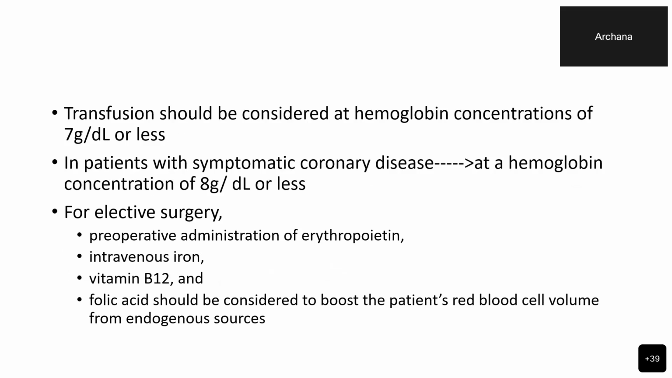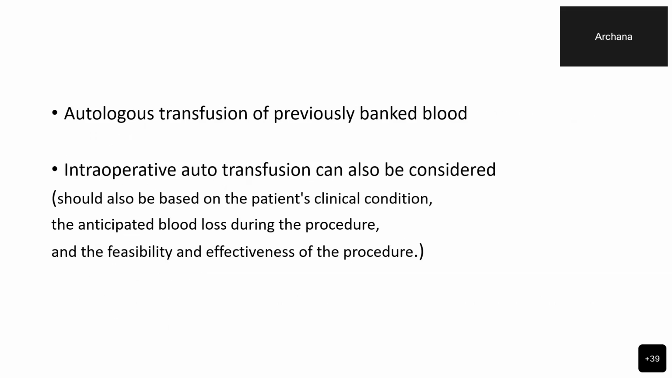Transfusion should be considered if hemoglobin level is less than 7 gram per deciliter, or if the patient has symptomatic coronary disease, hemoglobin concentration 8 gram or less. For elective surgery, preoperative administration of erythropoietin, IV iron supplementation, vitamin B12, and folic acid should be considered to boost the patient's red blood cell volume from the endogenous source.